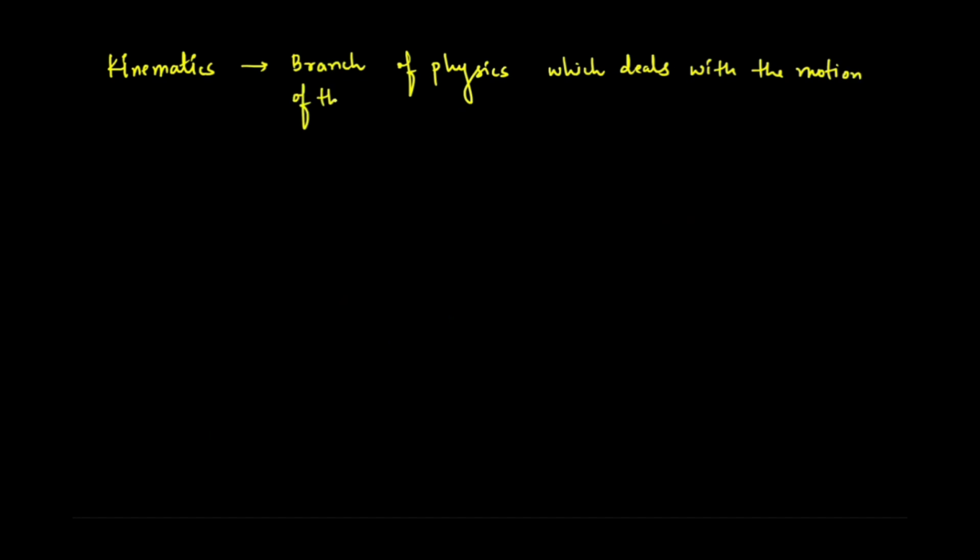Kinematics is the branch of physics which deals with the motion of the body without knowing its cause. What does it mean? It means that we are going to talk about all the aspects of the motion, but we won't care why this motion is taking place. That is what kinematics is all about.